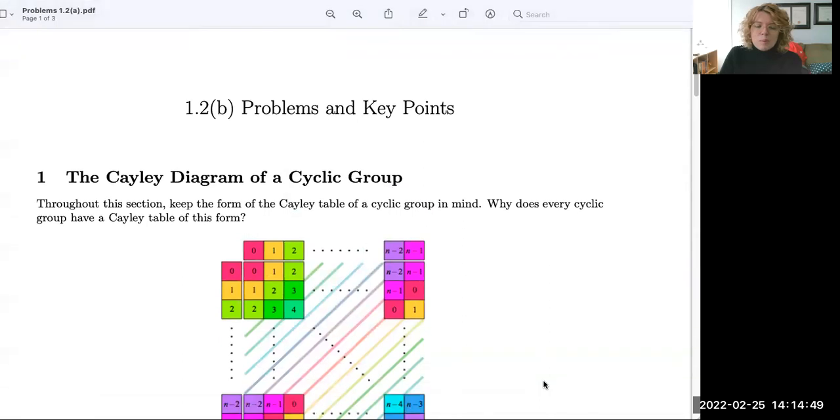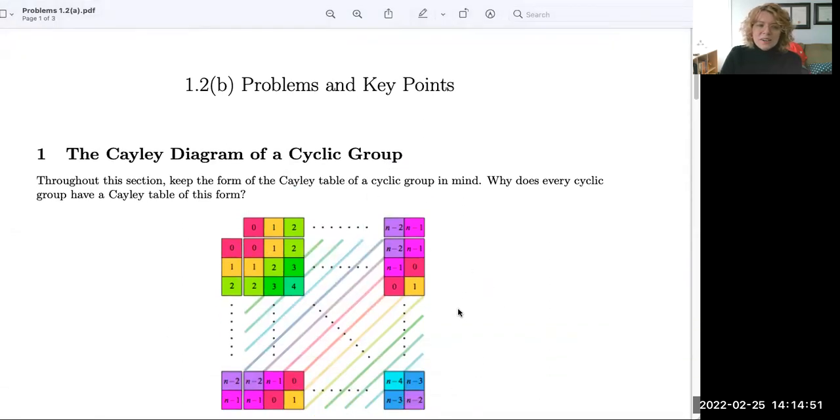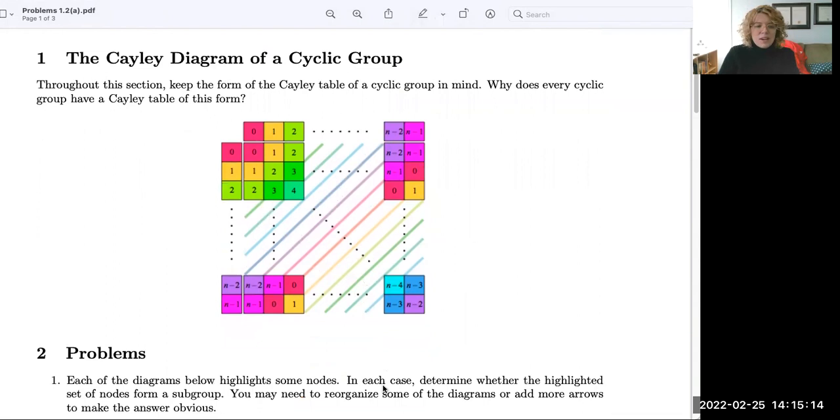I can't help but point out this lovely diagram of a cyclic group, the Cayley diagram of a cyclic group, and the diagonals here. When I've been working with some students in office hours, they are sometimes surprised that I can construct the Cayley diagram of a cyclic group so quickly. And all I have to keep in mind is these diagonals. Okay, so just remember that.